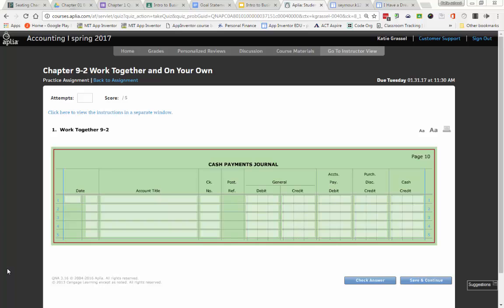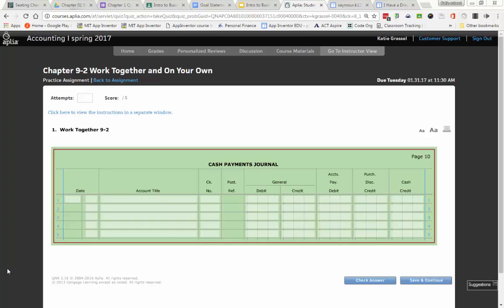Remember we talked about capital and drawing? Capital was an owner's equity account. Drawing was a contra owner's equity account. Capital had a credit normal balance. Drawing had a debit. Now when we talk about purchases, purchases is a cost account, has a debit normal balance. Purchases discount is a contra cost account.